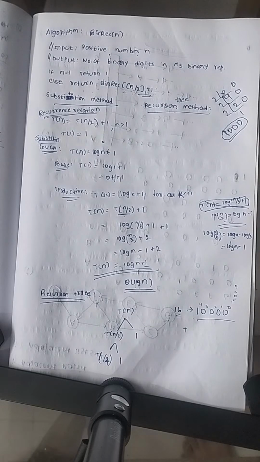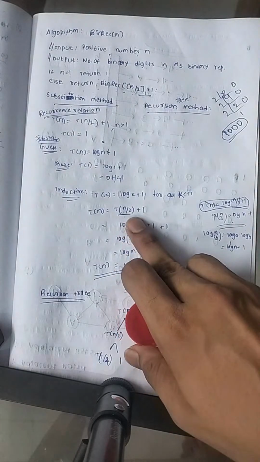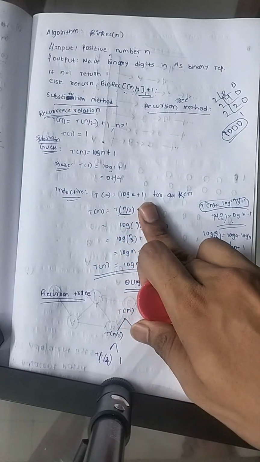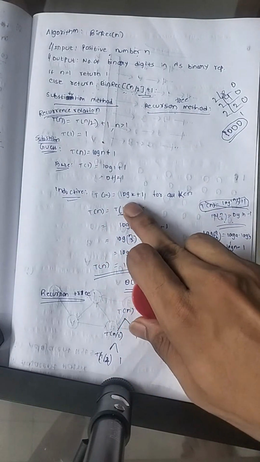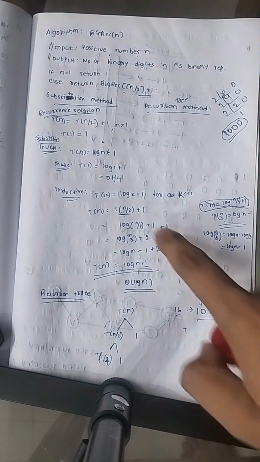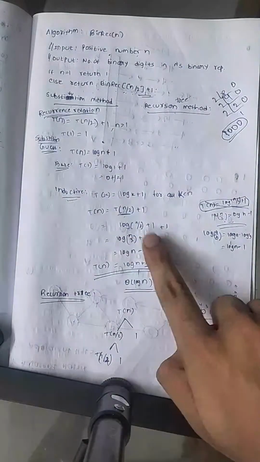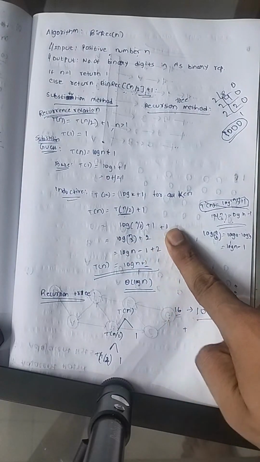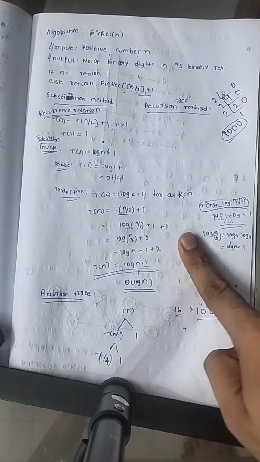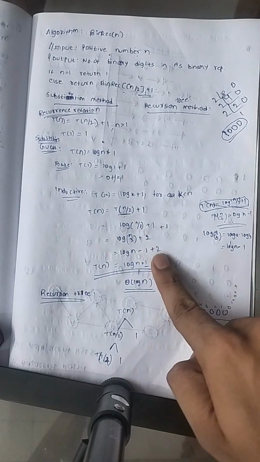Okay, now T of n by 2. What is the formula we have taken? T of k equal to log k plus 1, right? In place of k I am taking n by 2. So T of n by 2 is equal to log n by 2 plus 1. Then T of n by 2, I am taking as log n by 2 plus 1 plus 1. Okay, log n by 2 plus 2.